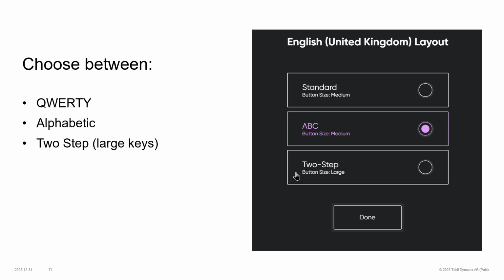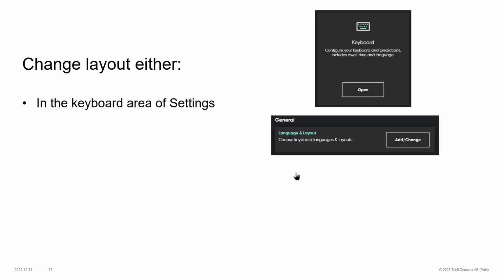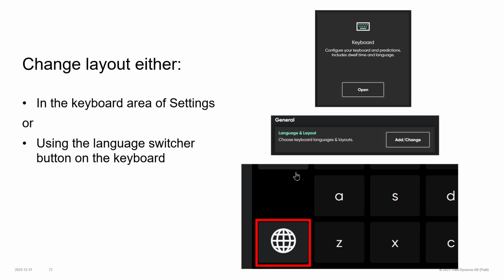You can choose between QWERTY, which is the standard, ABC or alphabetical layout, or a two-step or large key keyboard, which is for those with access difficulties. You change the layout either in the keyboard area of settings or on the keyboard using the language switcher button down in the bottom left-hand corner.